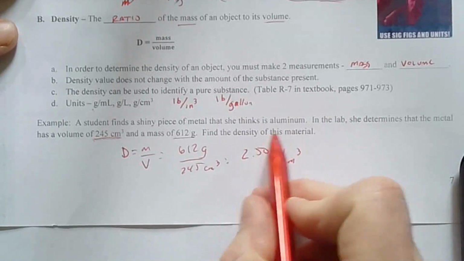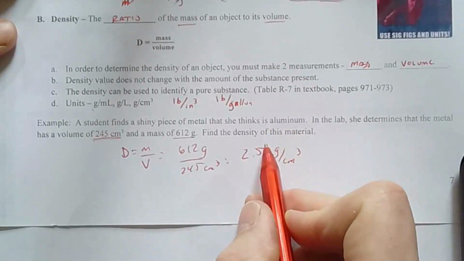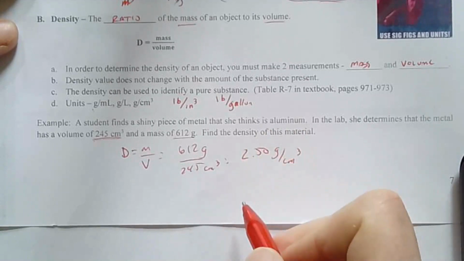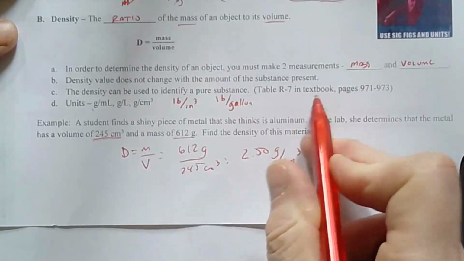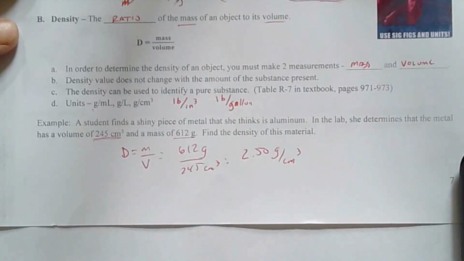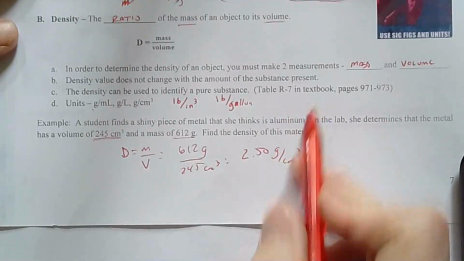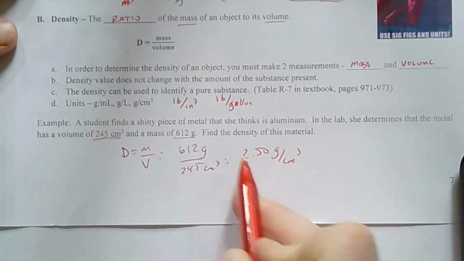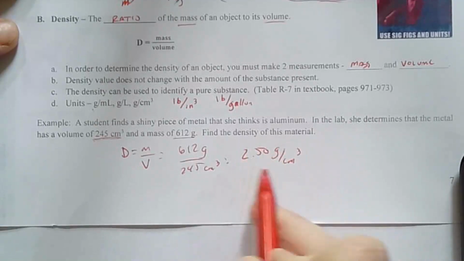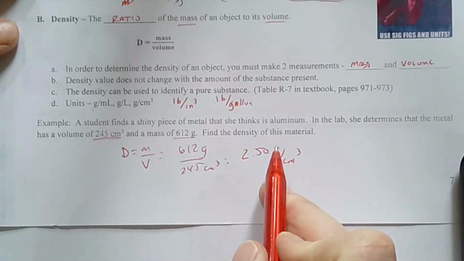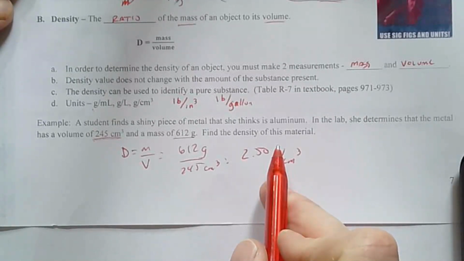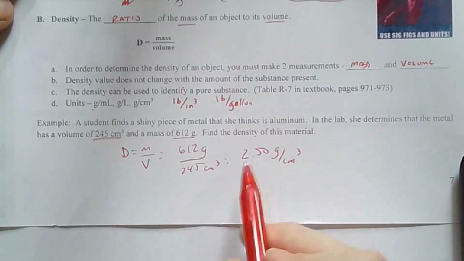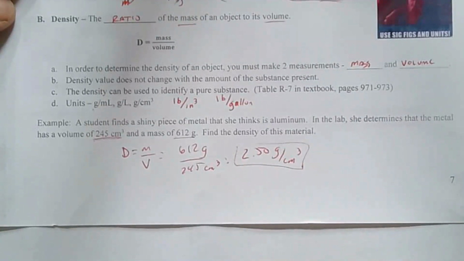And if you wanted to see if this was actually aluminum, then you'd look up the accepted value for the density of aluminum in a textbook or online or somewhere. And this is a little bit high for the density of aluminum. I believe aluminum's density is less than this. But that's one usage of using an object's density.